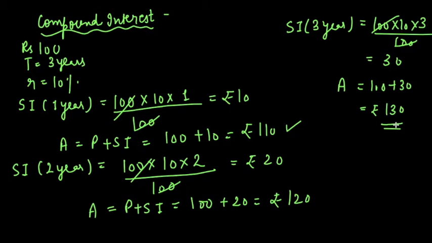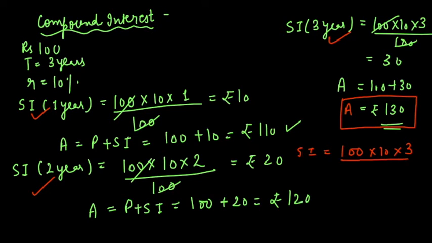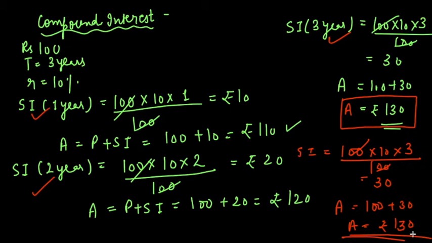Right? So if you are calculating it one by one, for the first year, for the second year, for the third year, the amount is coming out 130 rupees. Right? And if I calculate it directly with the direct formula, simple interest was P into R into T upon 100. This gives you 30 rupees and amount will be 100 plus 30, which is also rupees 130. So in case of simple interest, it is very simple. If you calculate it one year at a time, or if you place it directly in the formula, you get the same answer, right? There is no difference.